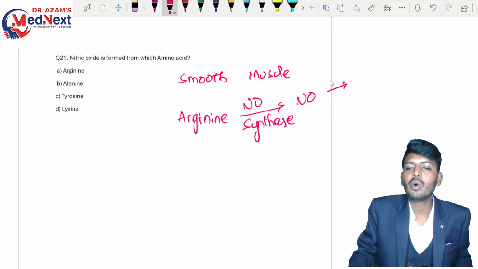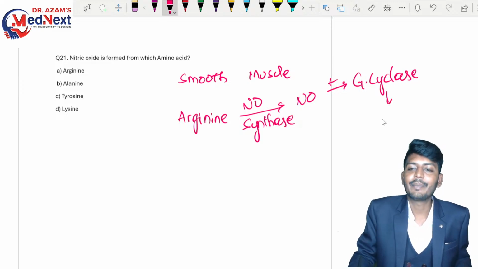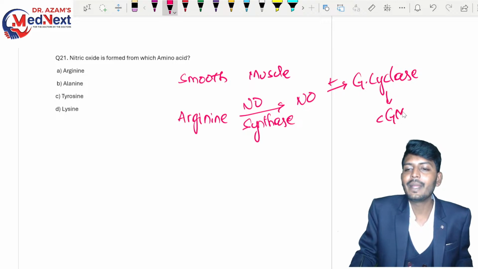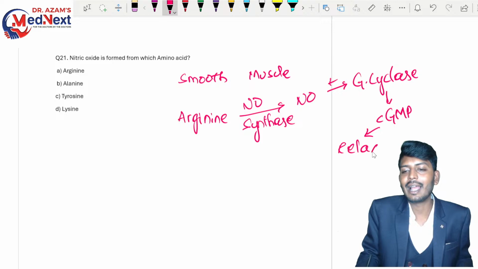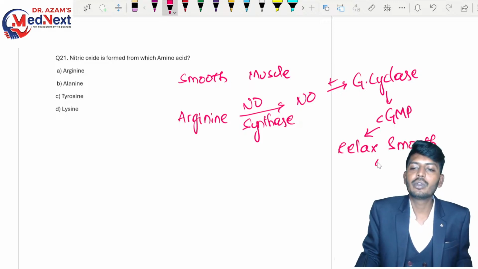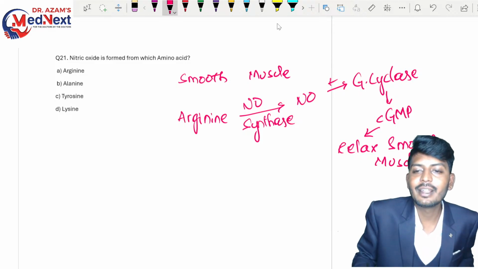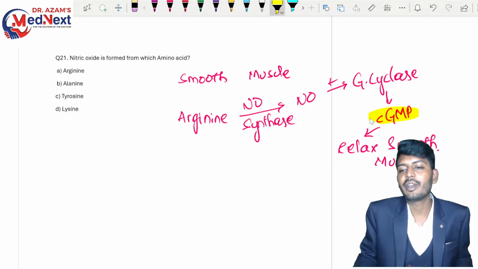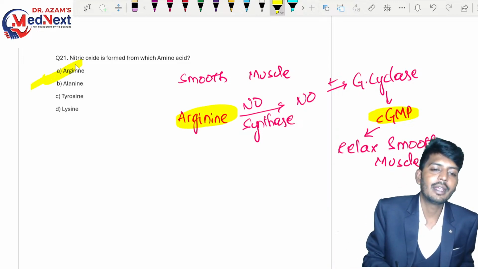This NO will go and activate an enzyme called guanyl cyclase. Guanyl cyclase will produce cGMP. What does cGMP do? It relaxes the smooth muscle. Remember, it relaxes the smooth muscle. This is a very important question. They have asked previously about the secondary messenger of NO, which is cGMP, and what is formed from arginine. NO. So the answer is NO.